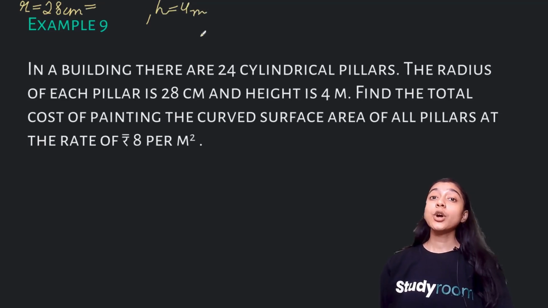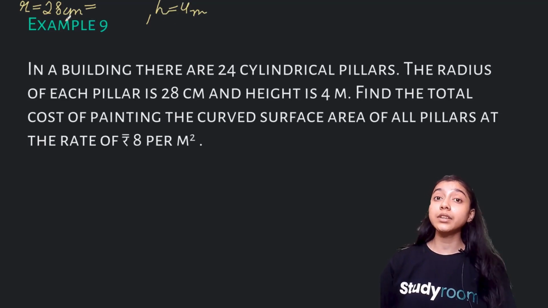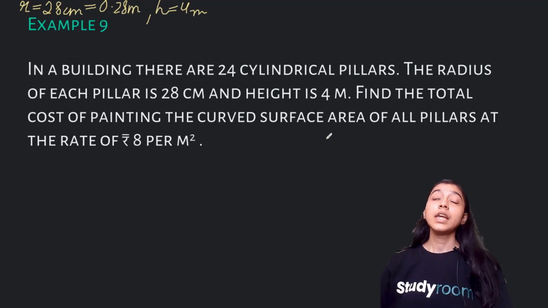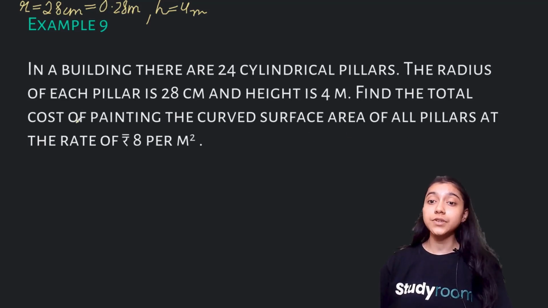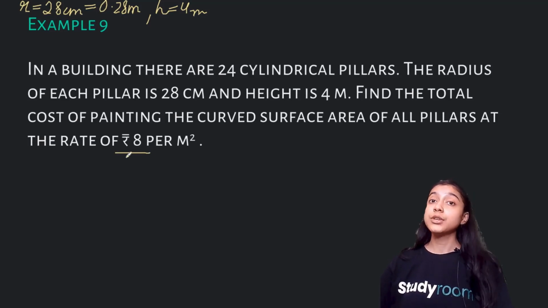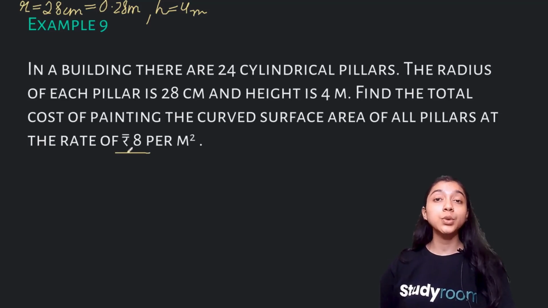Now just because the height is given in meters and the radius in centimeters, I'll be converting the radius in meters as well. So this will be 0.28 meters. Now we have to find the total cost of painting the curved surface area of all the pillars when the rate per meter square is rupees 8. Using this information, we have to calculate the total cost.